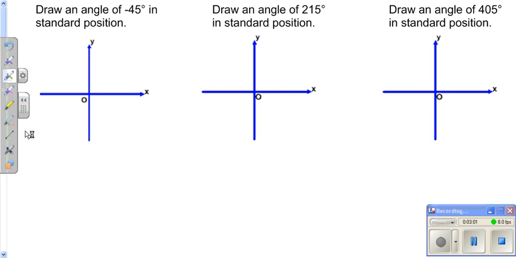So let's go ahead and take a look at this. We want to draw in a negative 45 degree angle. We know that this is 0 degrees, this is 90, 180, 270. Well, if we're dealing with a negative 45, we need to start here, and then we've got to rotate down. This one right here would be negative 90. This is 0. Negative 45 is exactly in between those two. So this would be your negative 45 degrees.